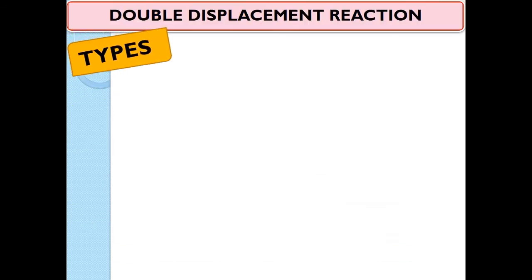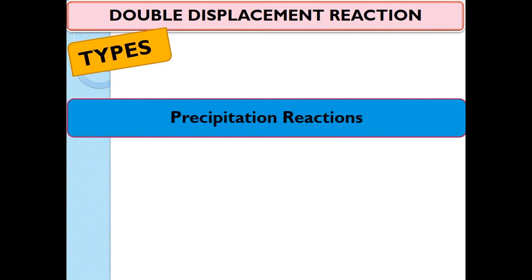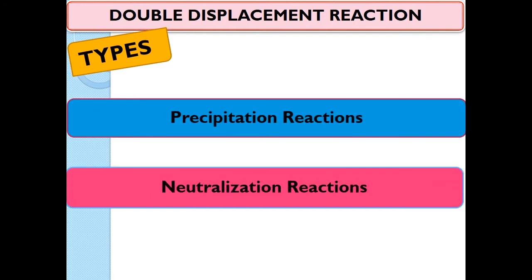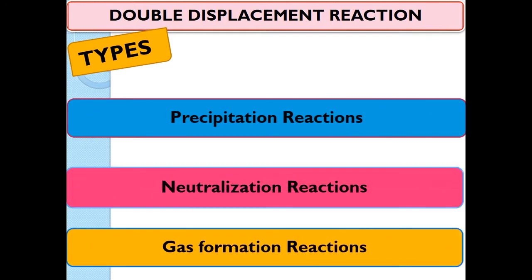Types of double displacement reactions: precipitation reactions, neutralization reactions, and gas formation reactions. During precipitation reactions, insoluble precipitate is formed. Neutralization reactions takes place between acid and base to form salt and water. And during gas formation double displacement reactions, gas is formed as one of the products.